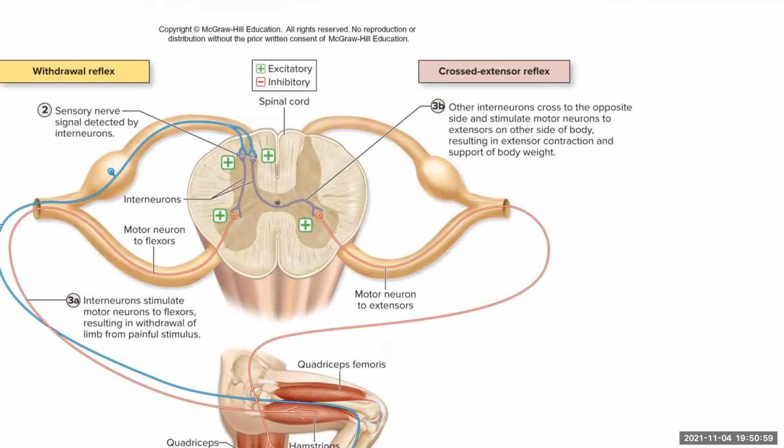Both of these reflexes are polysynaptic, right? And our crossed extensor reflex is a contralateral reflex. The stimulus and the effector are on opposite sides of the body, whereas with the withdrawal reflex, that's all ipsilateral. All that occurs on the same side.